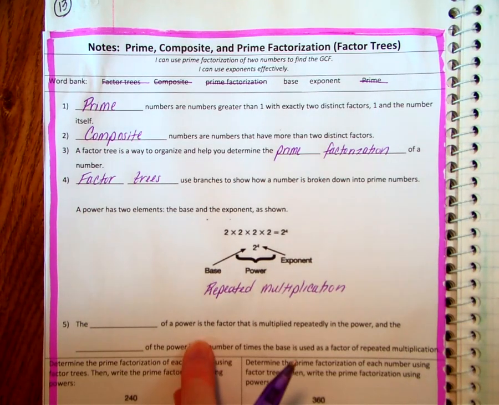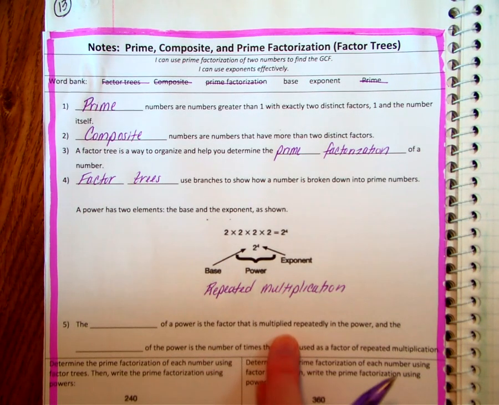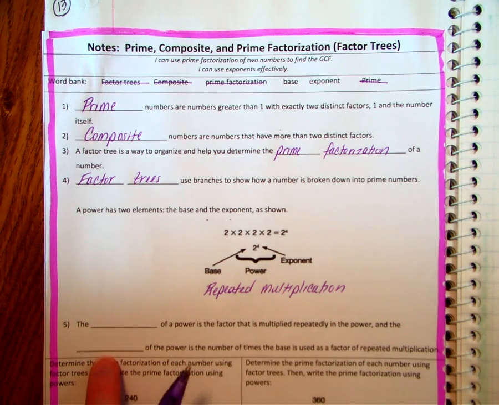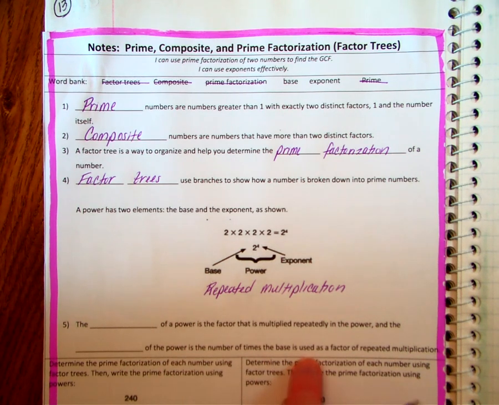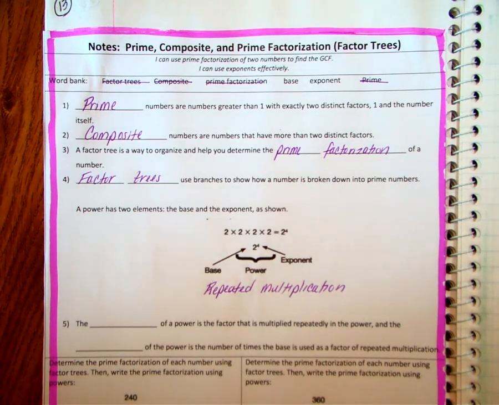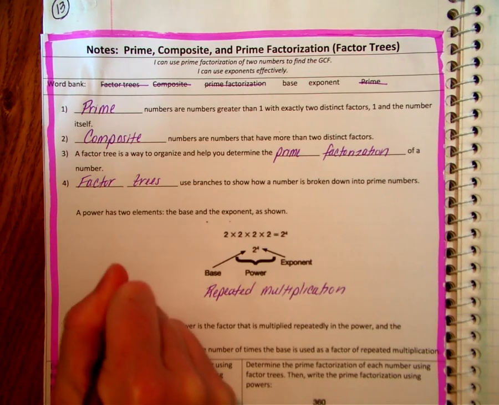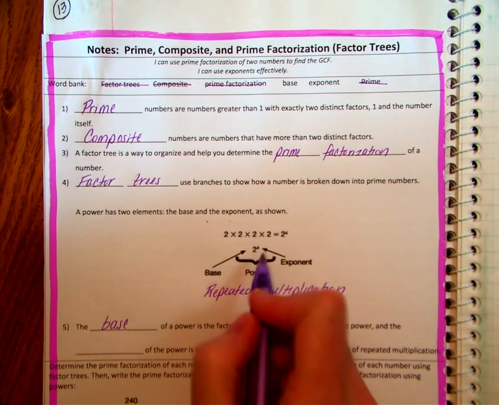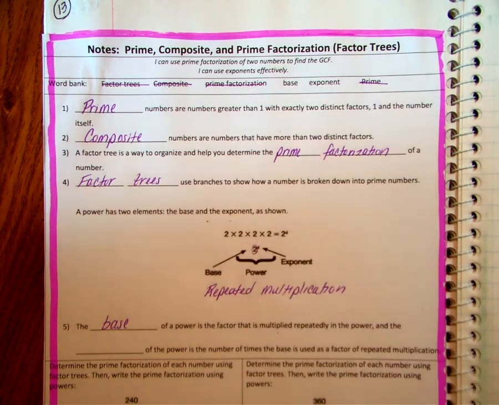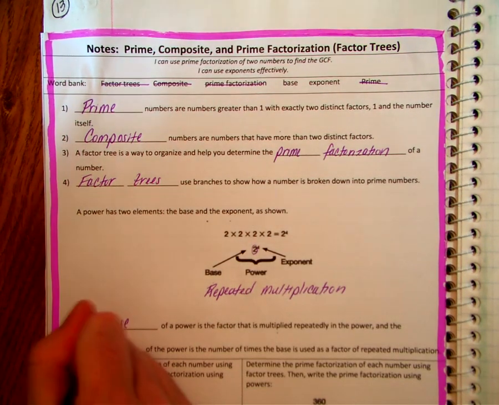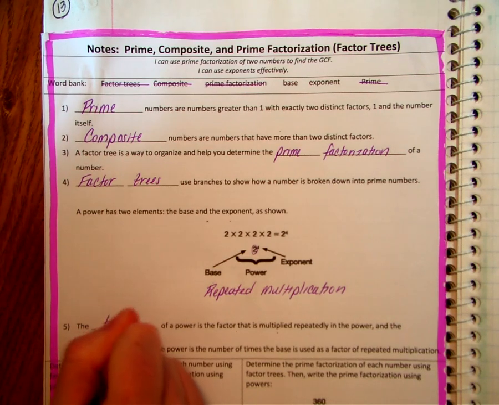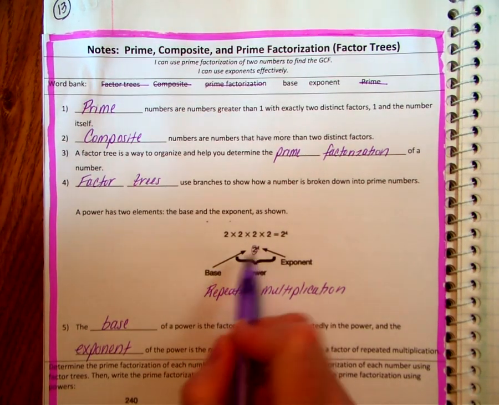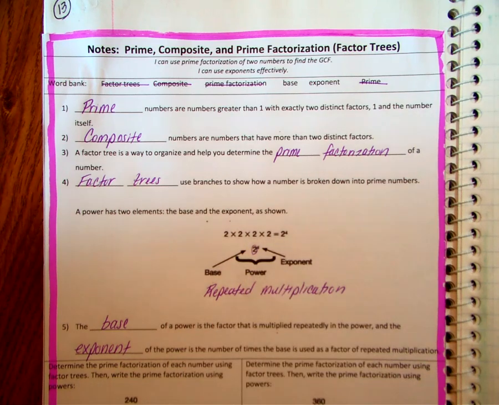The blank of a power is the factor that is multiplied repeatedly in the power, and the blank of a power is the number of times the base is used as a factor of repeated multiplication. Which goes where? We only have two words left. The base of a power is the factor that is multiplied repeatedly. That's this guy. You would multiply him over and over again. The exponent tells us how many times to multiply him. It says multiply him 4 times. 1, 2, 3, 4. 4 times.